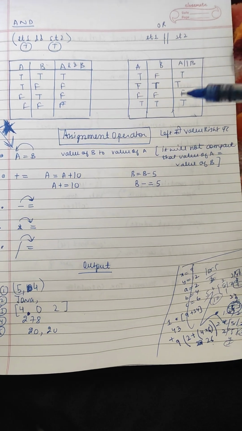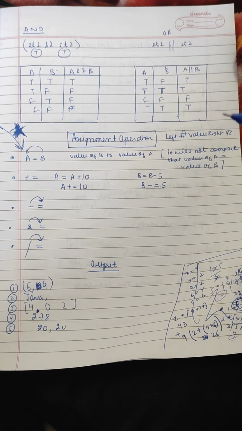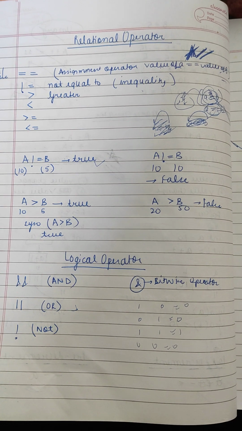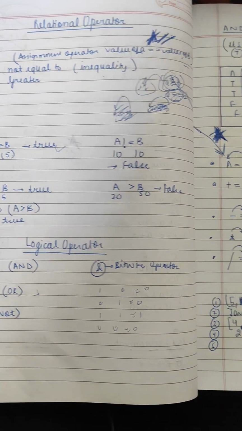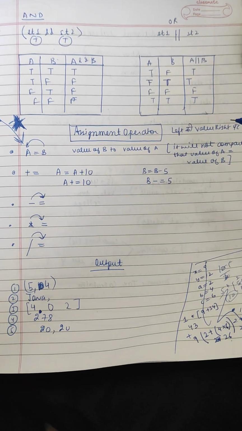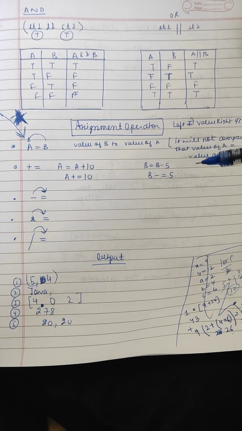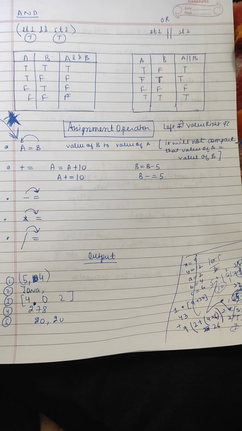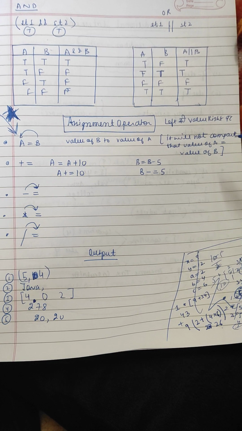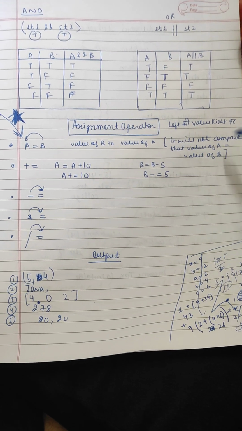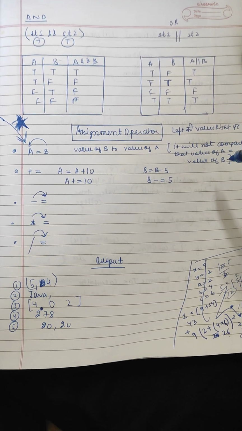If we talk about the assignment operator, the thing which I explained in the relational operator, the equal operation, the same thing comes in the assignment operator as well. Here, if we write a = b, then the value of b is copied to a. It is not comparing the value of a and b. This is the most important thing you need to remember in this lecture.